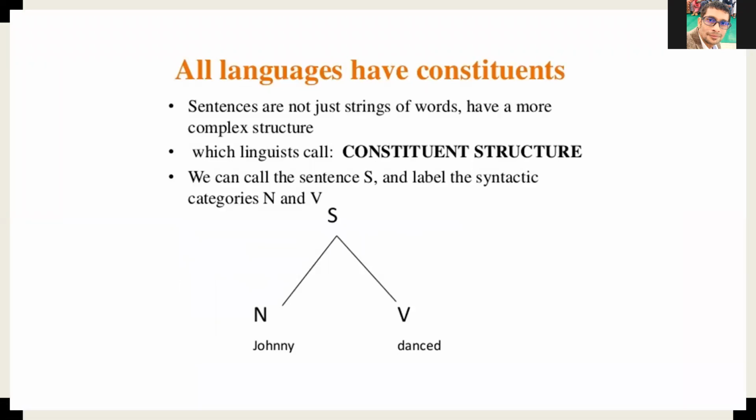All languages have constituents. Sentences are not just strings of words; they have a more complex structure, which linguists call the constituent structure. We can call the sentence S and label the syntactic categories as N and V. So this is the big division, right? S is indicating a sentence, noun is Johnny, and verb is danced.